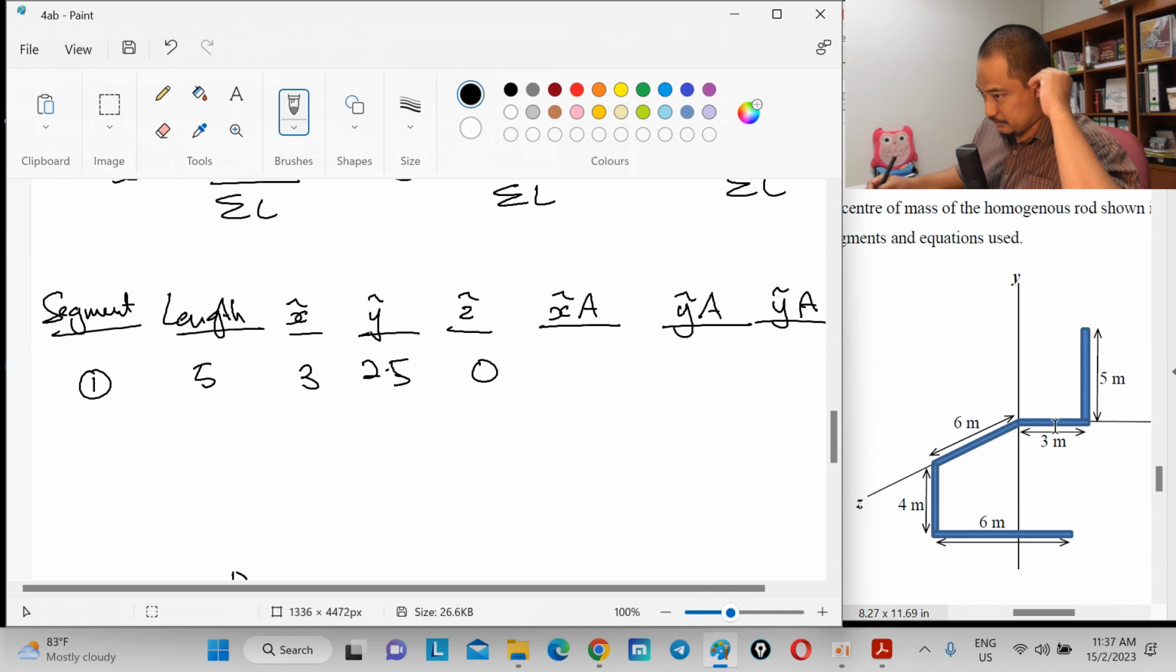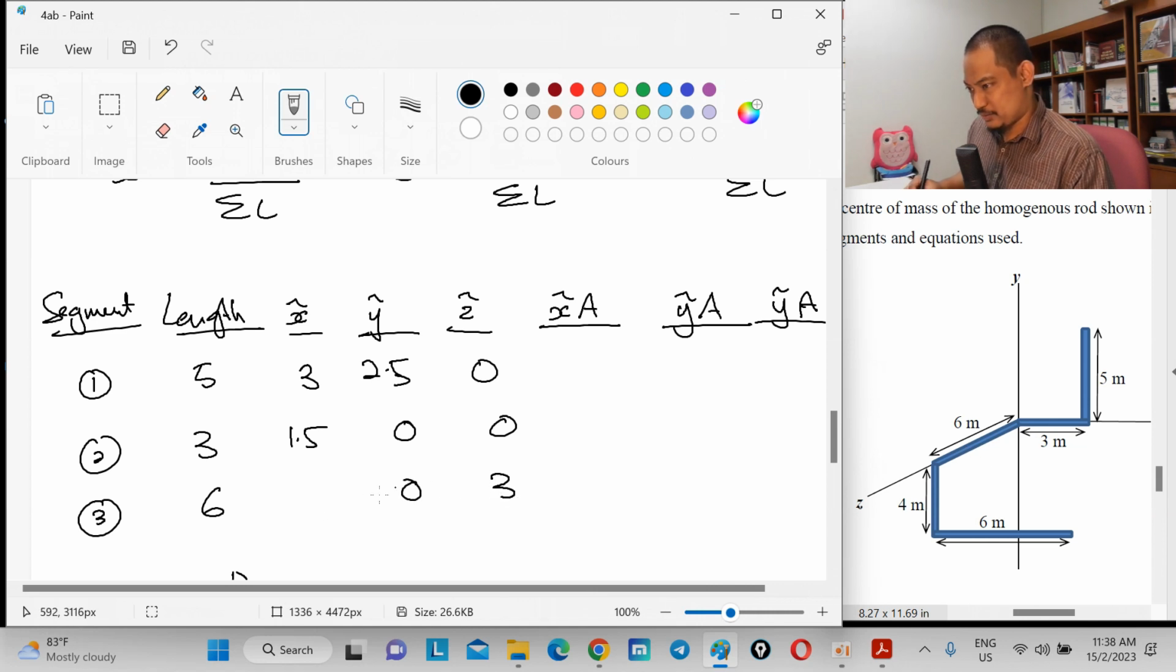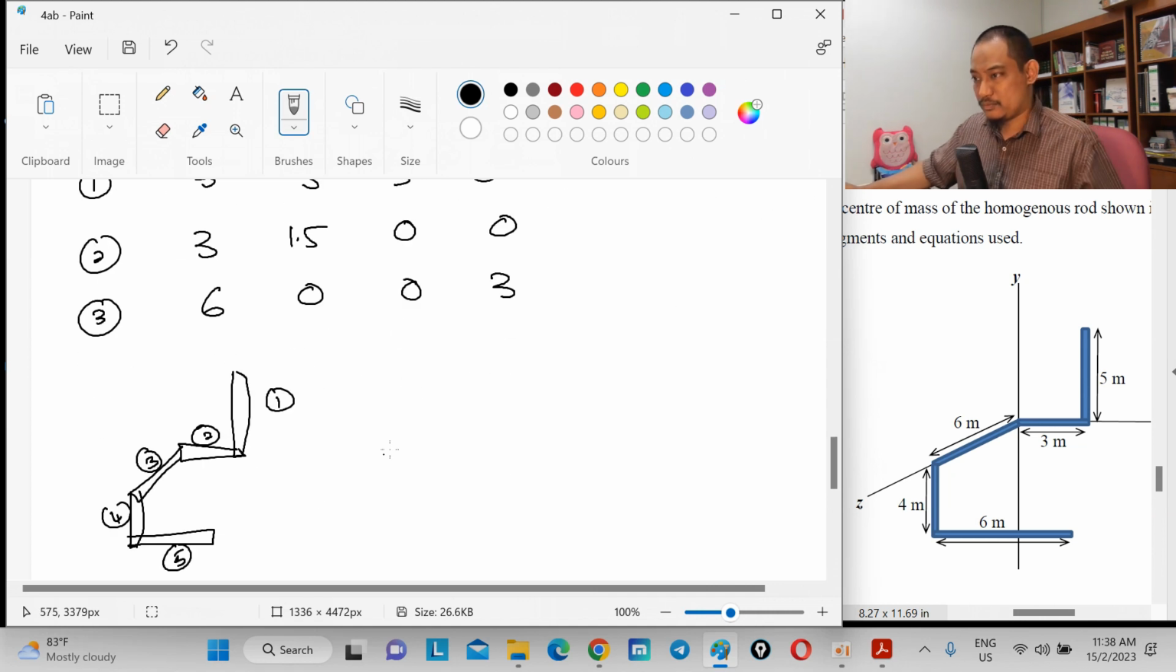Now segment 2, length is 3. X coordinate is 1.5. Y coordinate is 0. Z coordinate is 0. Segment 3, length is 6. So it has some value in Z, right? So Z is 3, X is 0, Y is 0. Let me just shift this.